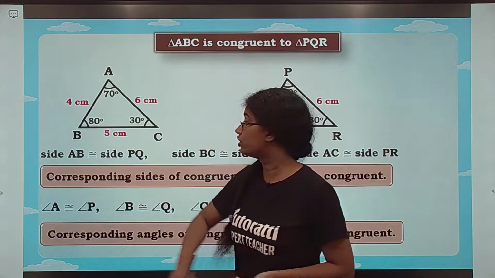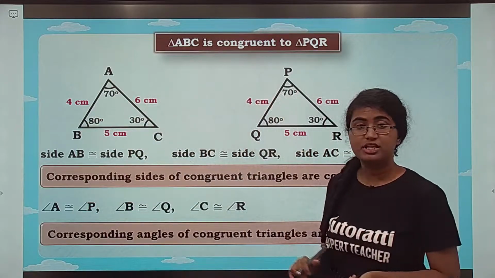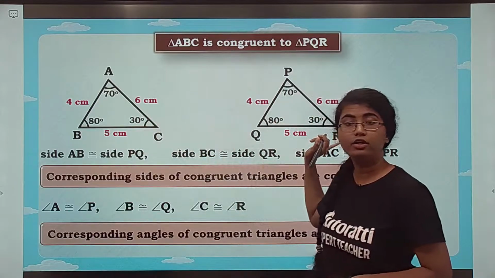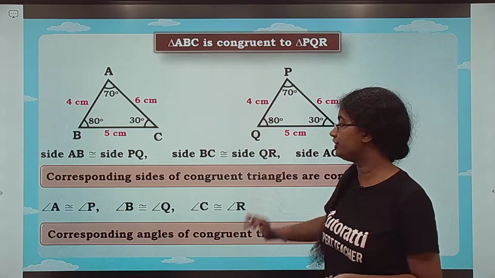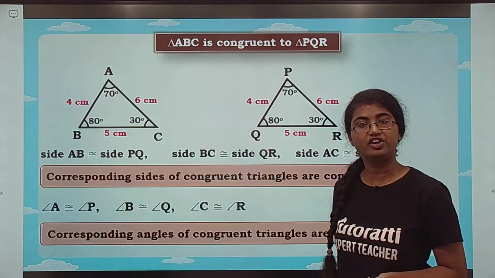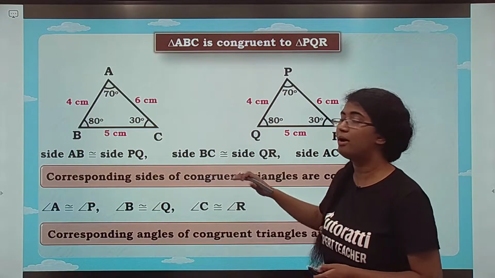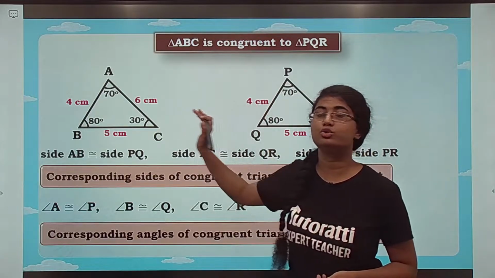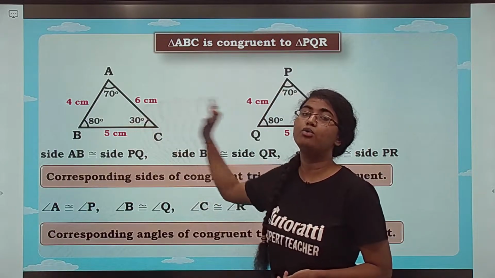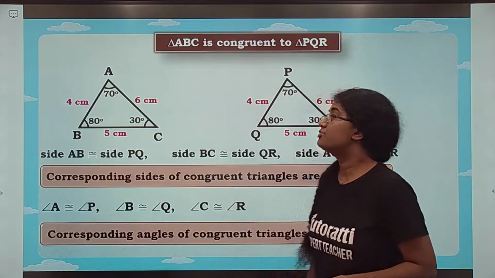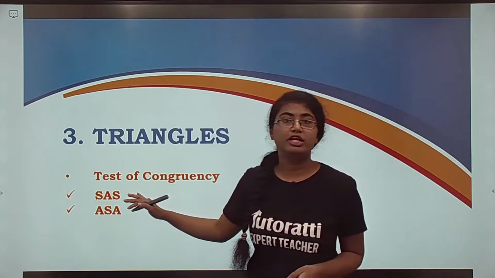Coming to angles, the measures of A and P are the same, B and Q are the same, C and R are the same. Okay, so these are corresponding angles of congruent triangles. We will be talking about these two properties later on in the lecture, but right now just pay attention to how you write it down and how two triangles are established as congruent. Okay, let's move on. Now we'll be talking about tests of congruency.